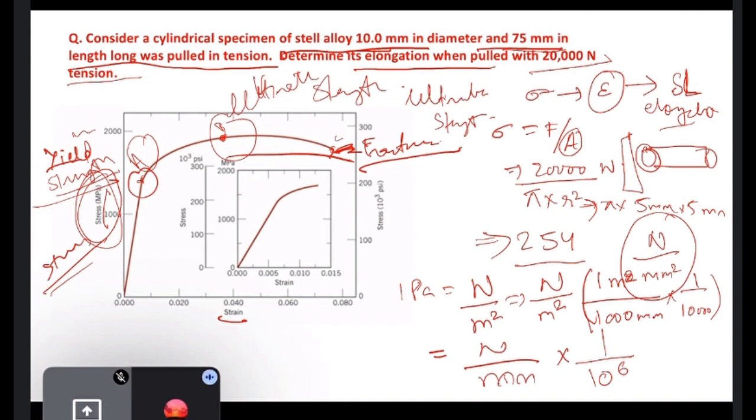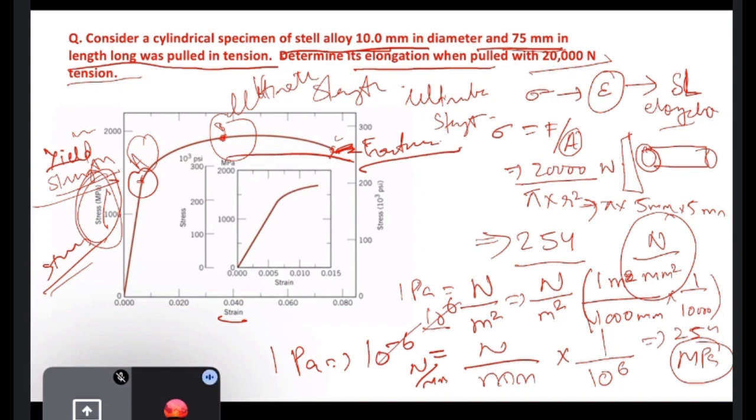Now, 1 Pascal is equal to 10 raised to minus 6 Newton per meter square. And if I want to change to megapascal, then the unit will become 254 megapascal, because 10 to the power 6 will cancel. Got it? Now our stress is 254 megapascal.